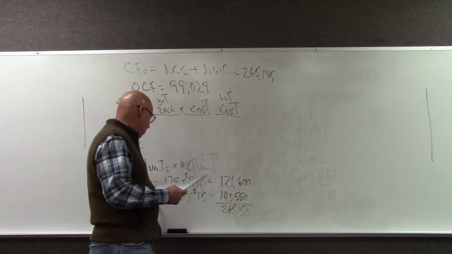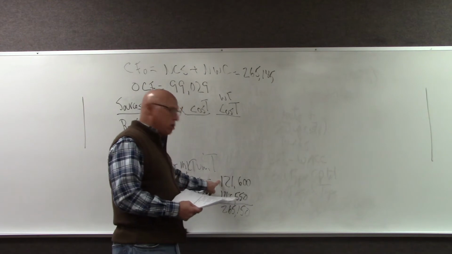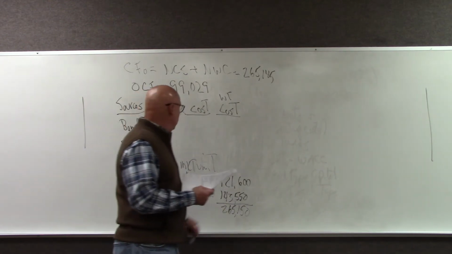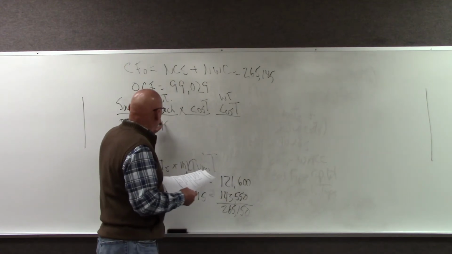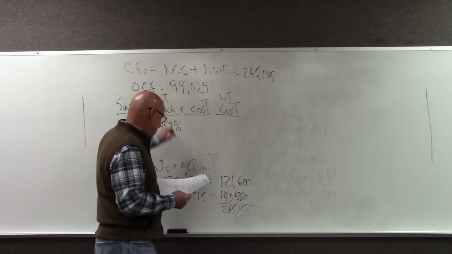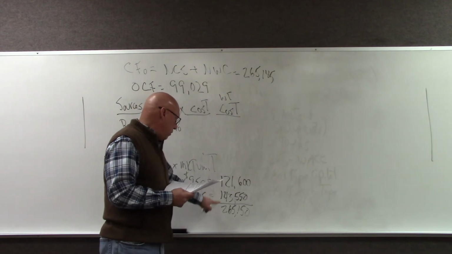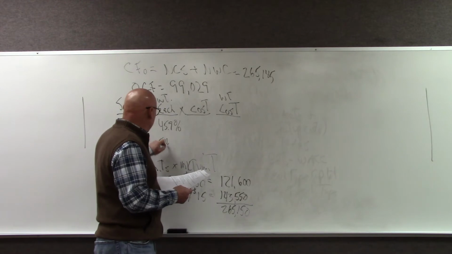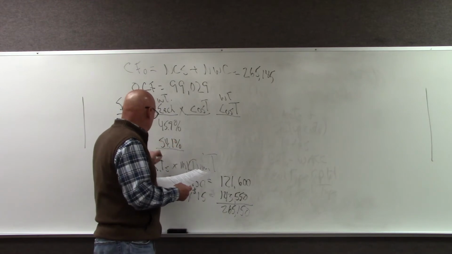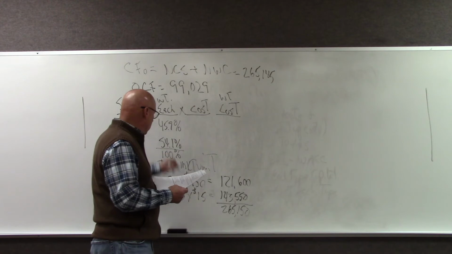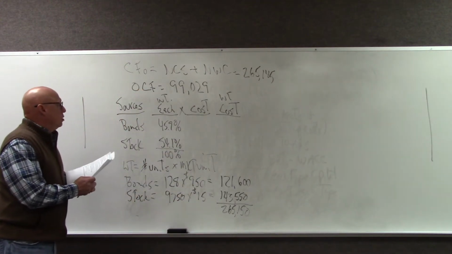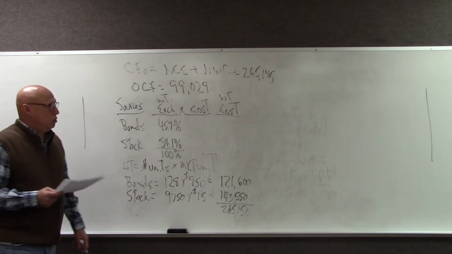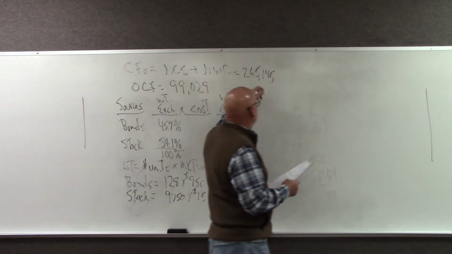How much is in bonds? How much is in stock? Well, $121,600 divided by $265,150 is equal to 45.9%. And $143,550 divided by $265,150 is equal to 54.1%. Together that's 100%. And that is the weight of each. Now we have to find the cost of each. We'll do the bonds first.